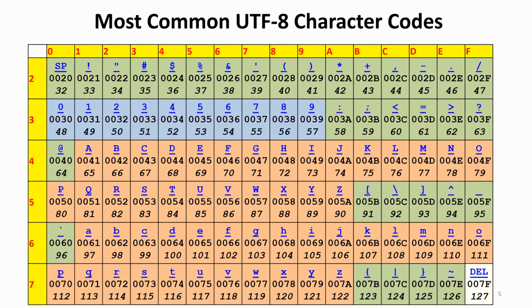In this table, the green characters are symbols such as $, plus sign, asterisk, bracket, and so on. The blue characters are digits, and orange colors are alpha characters.